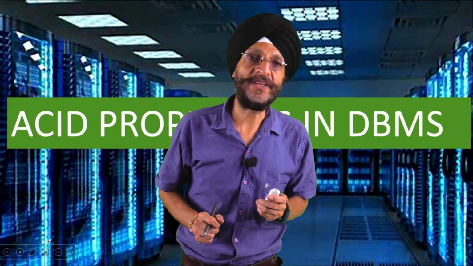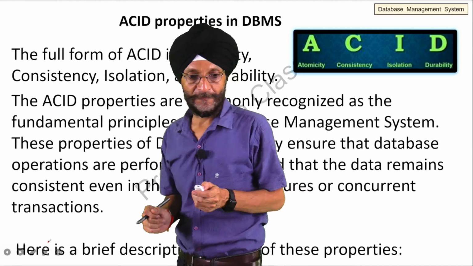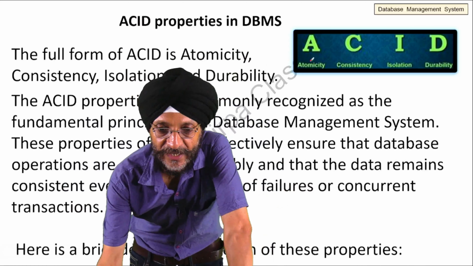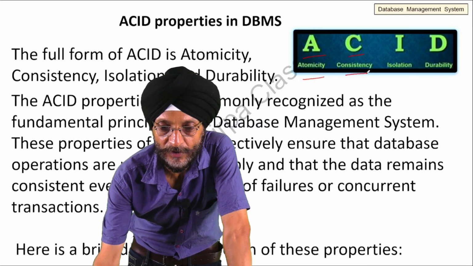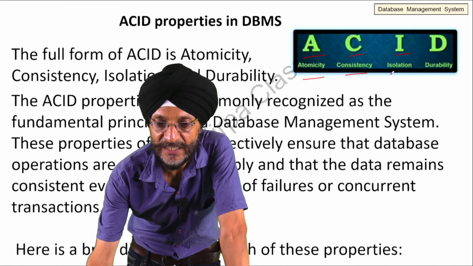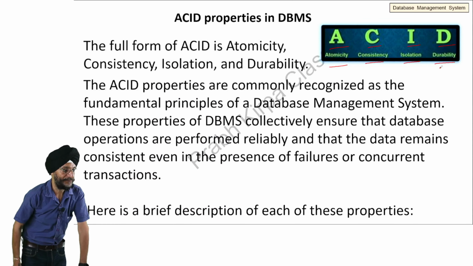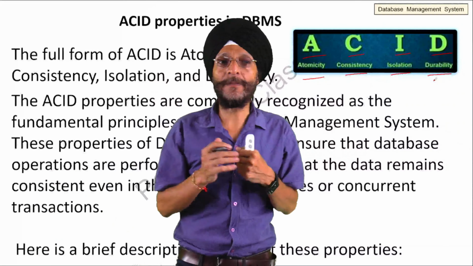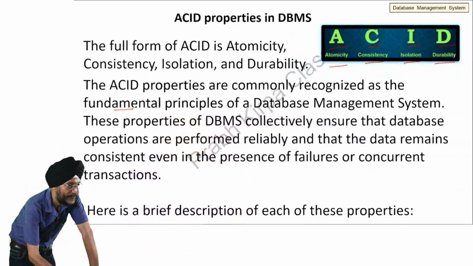Now, our topic is ACID properties in DBMS. The full form of ACID is: A stands for Atomicity, C stands for Consistency, I stands for Isolation, and D stands for Durability. These ACID properties in DBMS are commonly recognized as fundamental principles of DBMS.